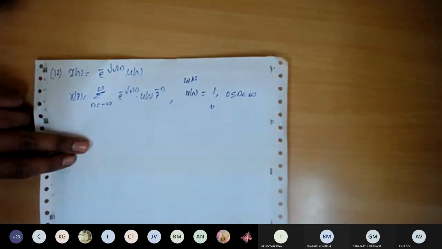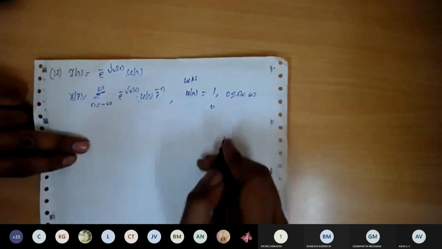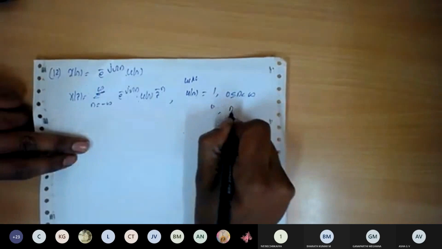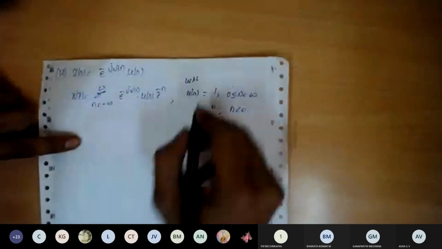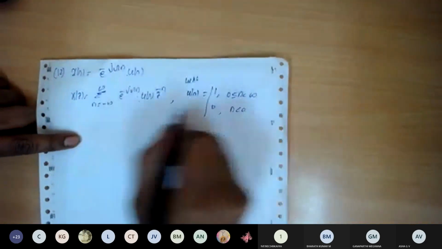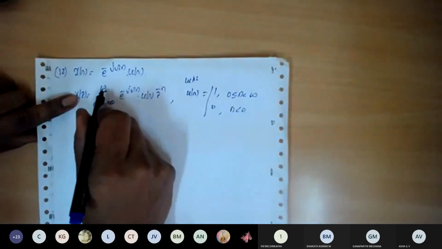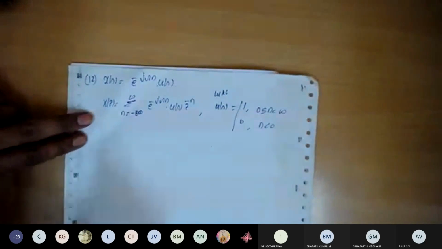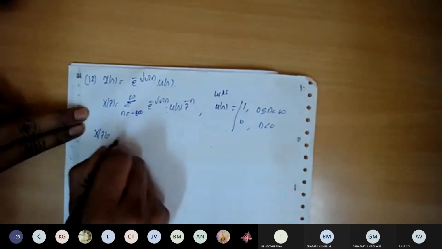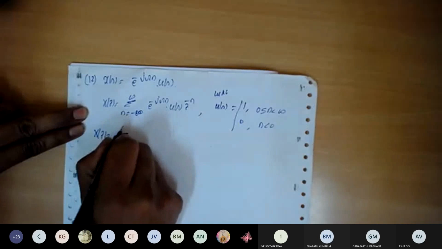Any doubts? So u of n has the value 1 from 0 to infinity, and 0 for n less than 0. Right. Now we'll change the limits of the summation accordingly. So 0 to infinity I'll make here, and the value of u of n is nothing but 1. We'll substitute and we'll find the answer. So let us see that one. X of z is equal to, the limit will change, summation n is equal to 0 to infinity.